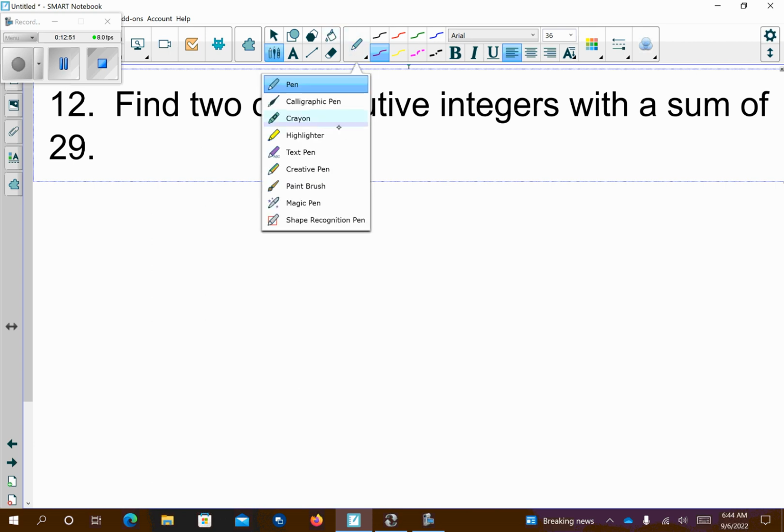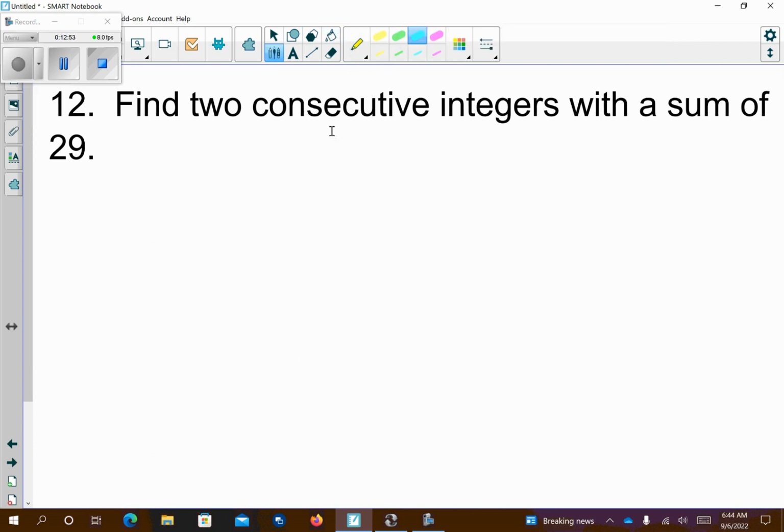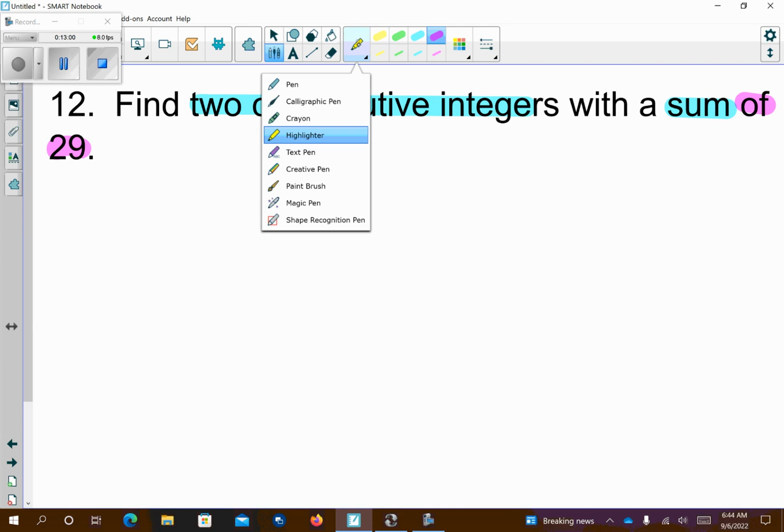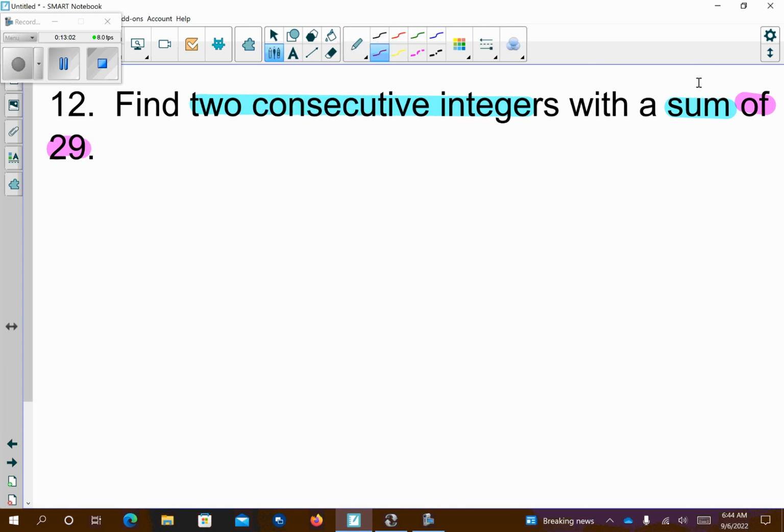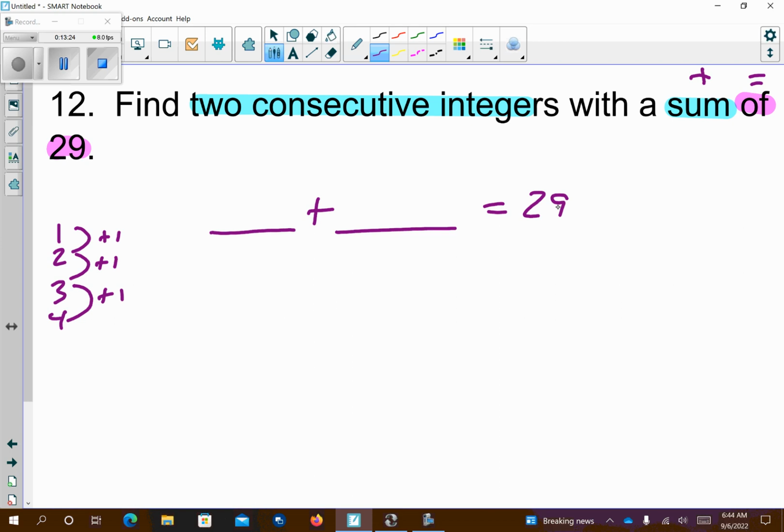Problem number 12. Let's take a look at this. Find 2 consecutive integers with a sum of 29. Okay, so let's remember, sum means plus, of is equals, and 29 is 29. 2 consecutive integers. Integers would be like 1, 2, 3, 4, 5 consecutive all in a row. So what's the difference between these? Yeah, it's basically 1.